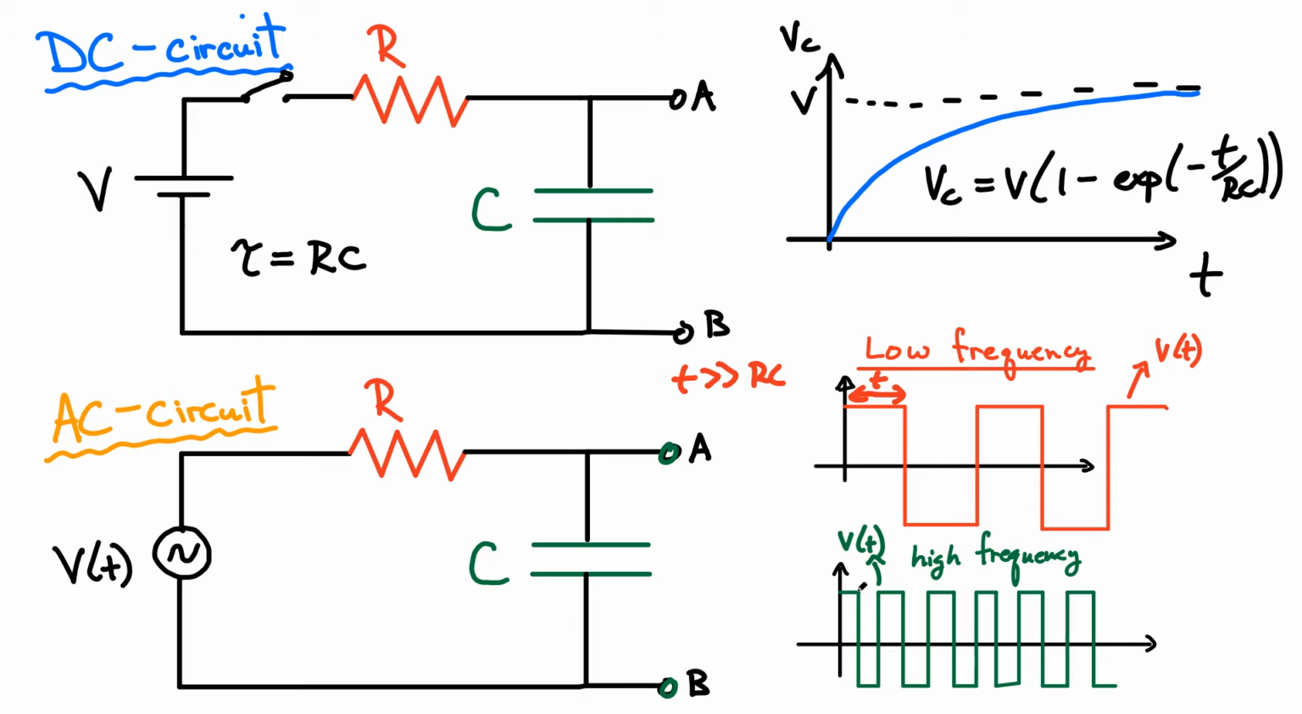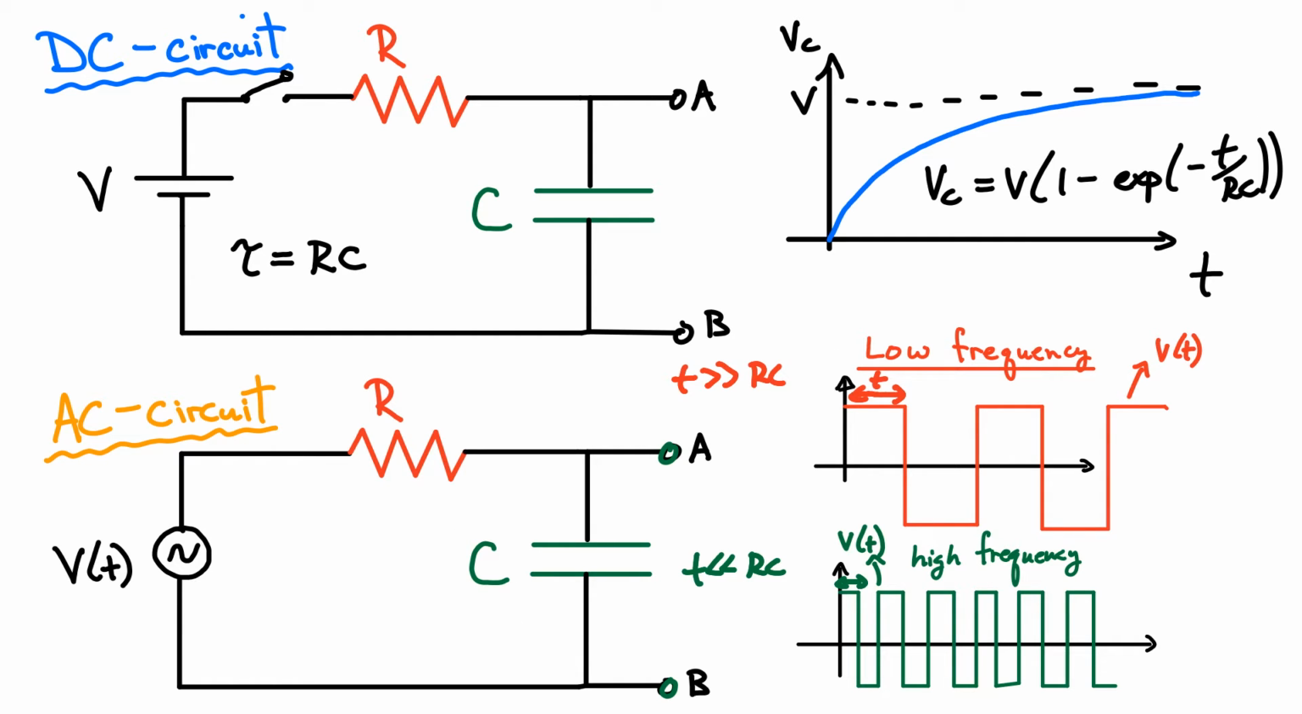In the high frequency limit, you can see I'm switching the voltage from this power supply rapidly. So this amount of time here that we're just going to call t is actually small compared to RC. And RC is my characteristic time constant for this circuit.